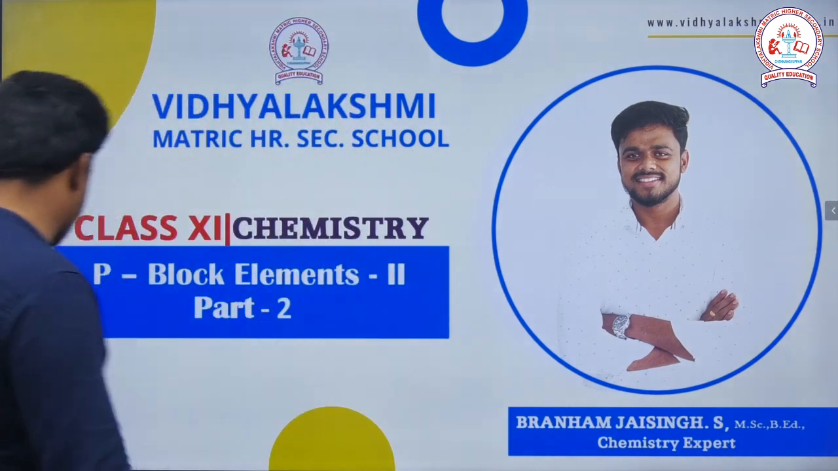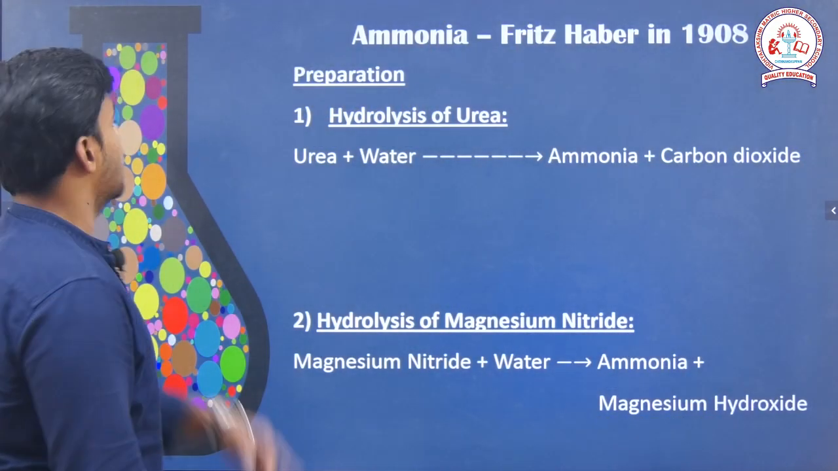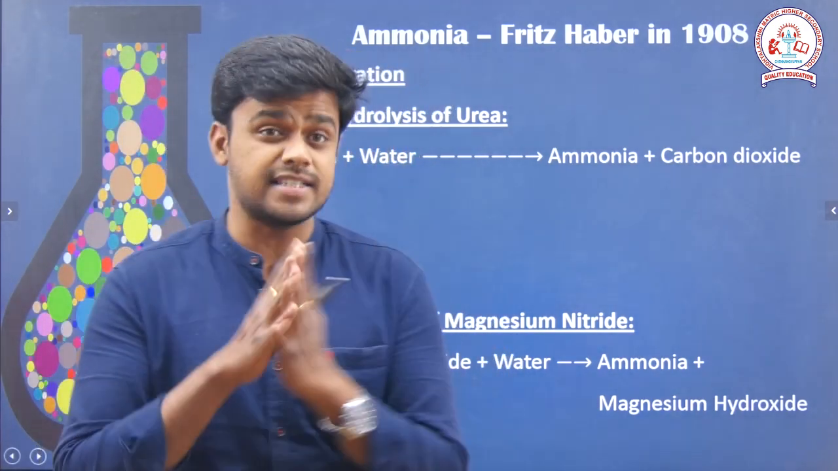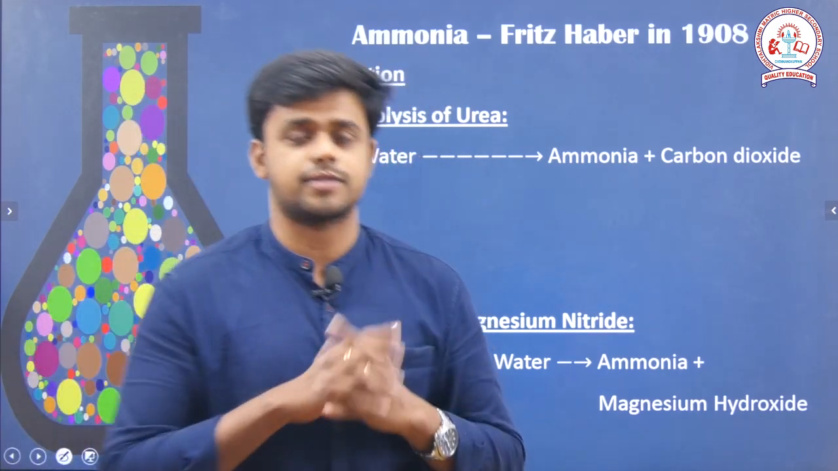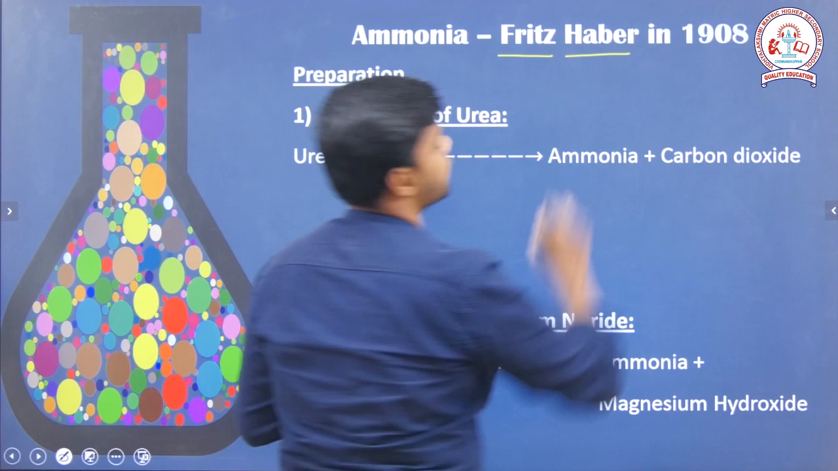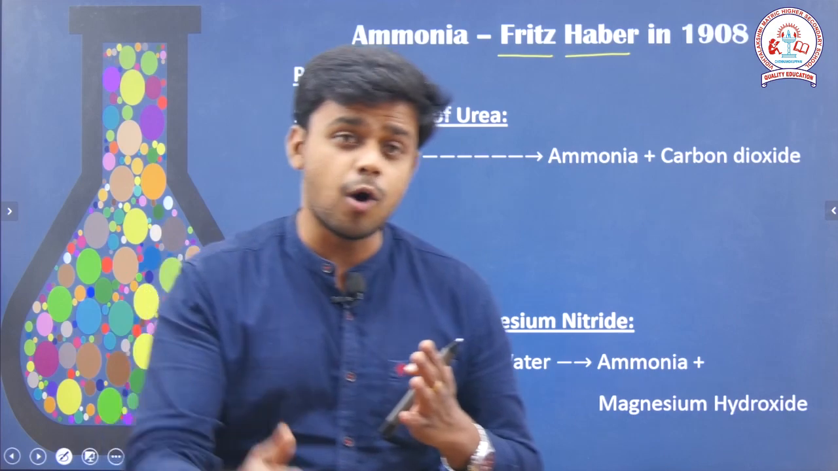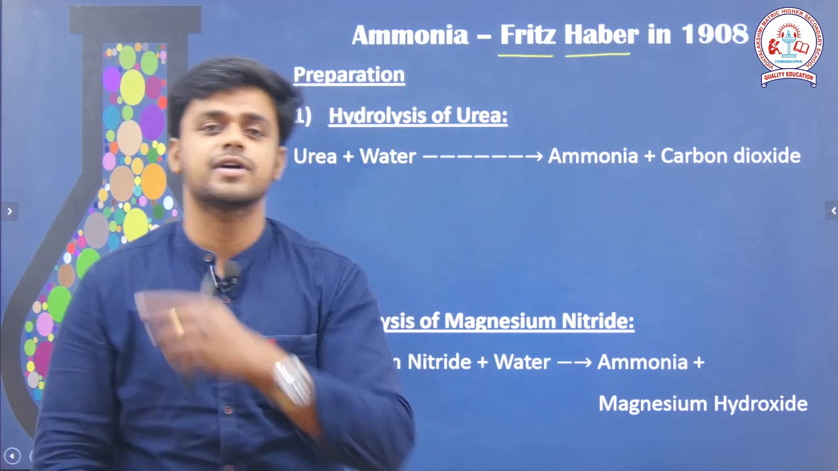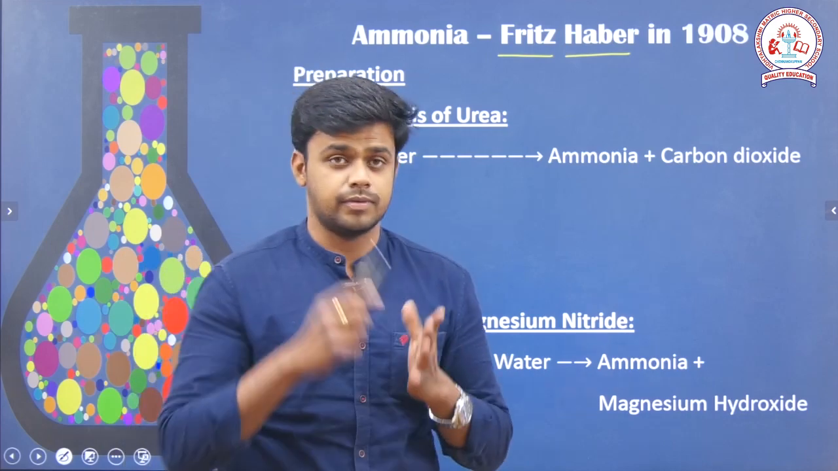The very first compound of nitrogen that is given in the textual content is ammonia. Ammonia is widely used even in various condensation reactions. You can find this ammonia going out as a byproduct. Now this ammonia, who introduced this? This ammonia was actually found by Fritz Haber in the year 1908. That's why the manufacture of ammonia in industries is called Haber's process. It was invented by the same person who gave the industrial method of preparation of ammonia.